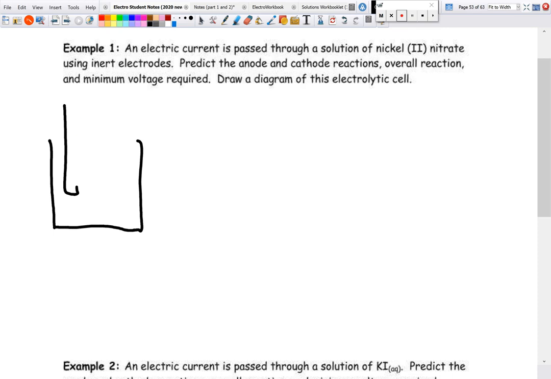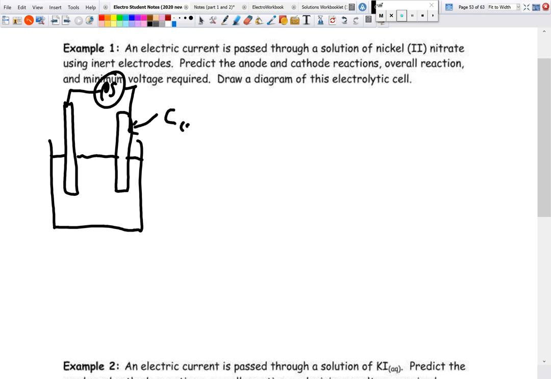we can just keep it simple, 2 electrodes. I'm just going to go power source with PS. They're going to be in solution. They need to be inert electrodes, so I can use carbon. And inside right here, nickel nitrate, and these, of course, are aqueous.